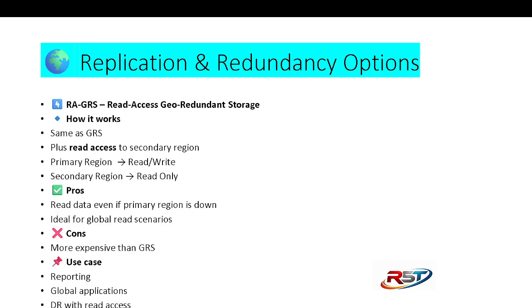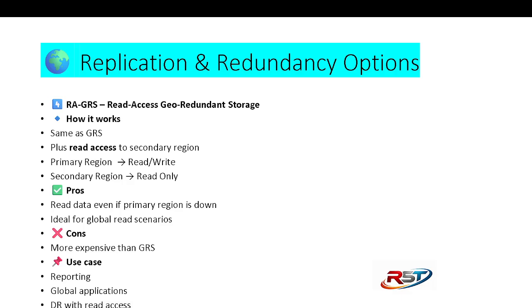So it is best for global read scenarios. So suppose you want data in other region and you want to read that data. So in that case, it is best for that scenario. That configuration it is better. Cons, more expensive than GRS. RAGRS is more expensive than GRS. GRS is more expensive than LRS and ZRS.